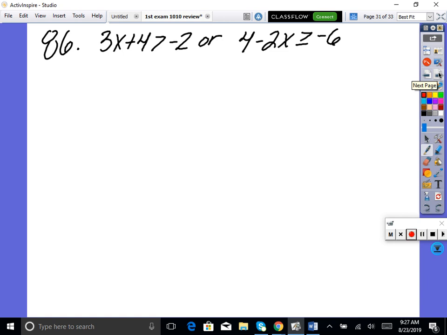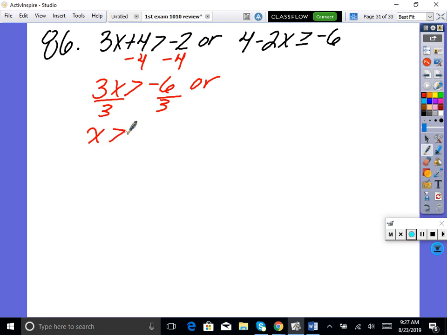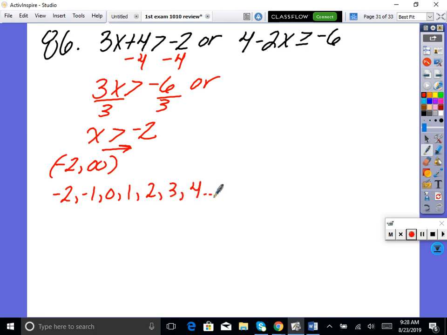All right, we're down to our last couple examples here. We're almost done. Solve. Or x value is greater than negative 2. So that would be negative 2 to infinity. Point that way, notice. So that would be like negative 2, negative 1, 0, 1, 2, 3, 4, going that way forever. All right, let's do this one.